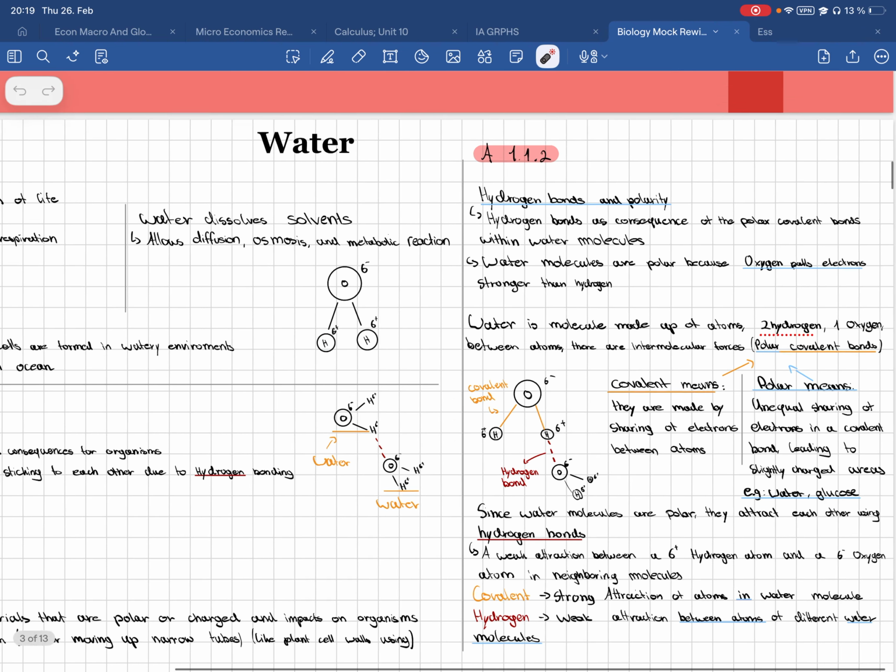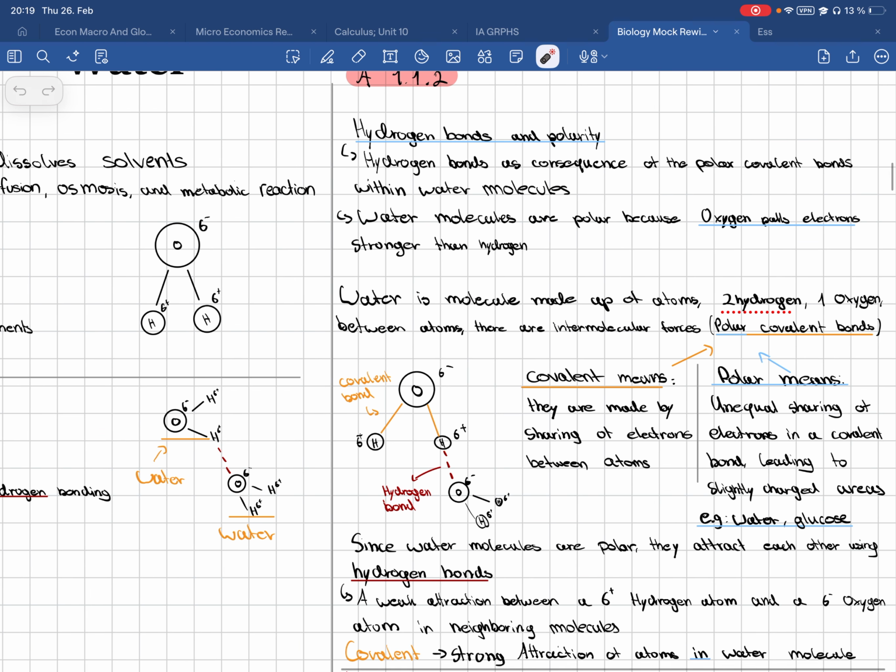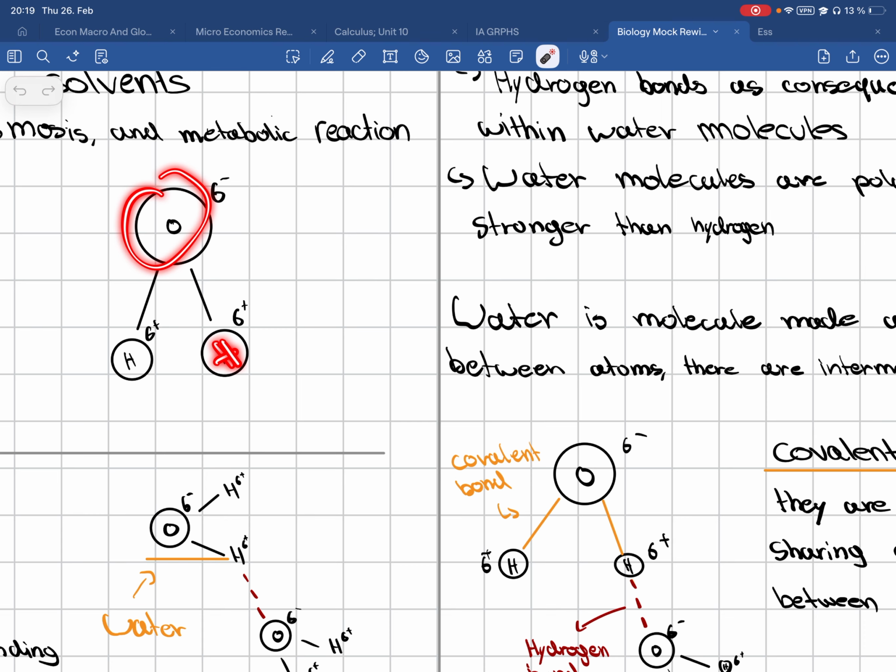Okay, now, hydrogen bonds and polarity. Hydrogen bonds are a consequence of the polar covalent bonds within water molecules. Water molecules are polar because oxygen pulls electrons stronger than hydrogen. This is what I just said. Oxygen pulls this electron stronger. Remember the tug of war. So, between the oxygen and the hydrogen, there will be this intermolecular force called a polar covalent bond because it is the sharing of electrons between two atoms, but it is an unequal sharing.